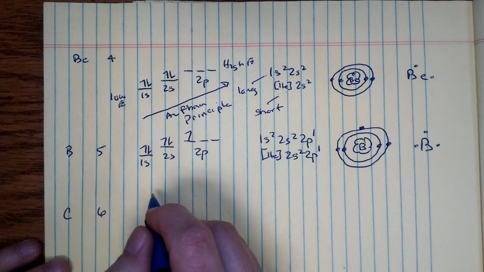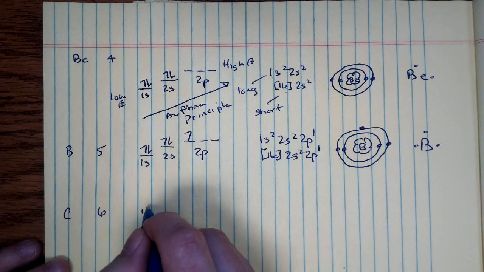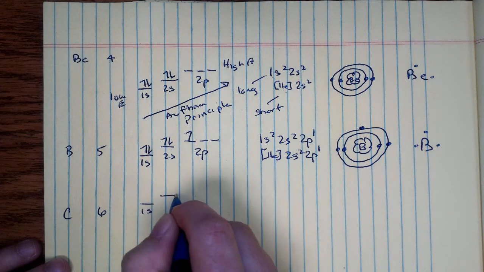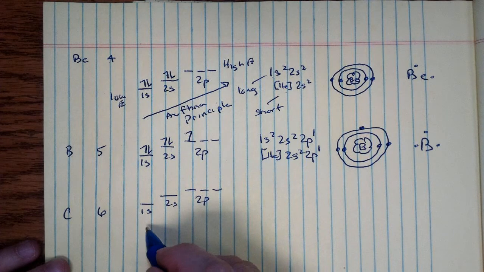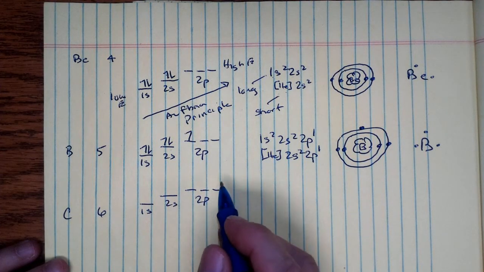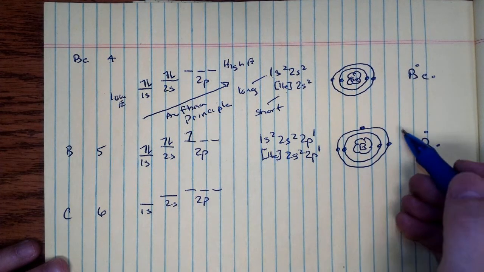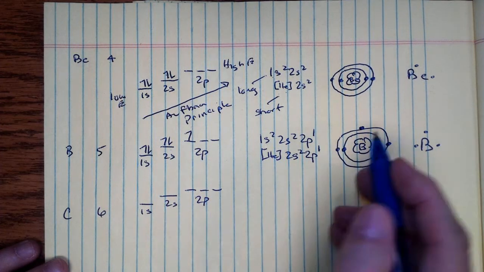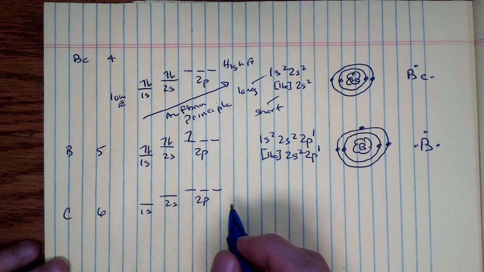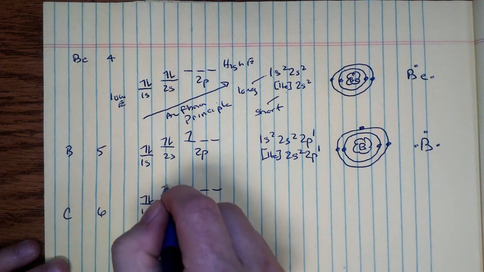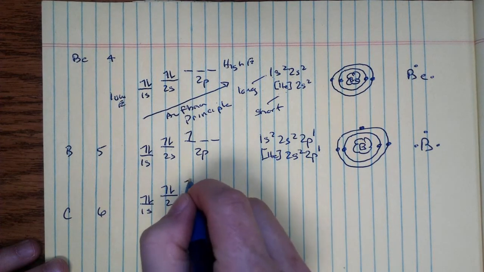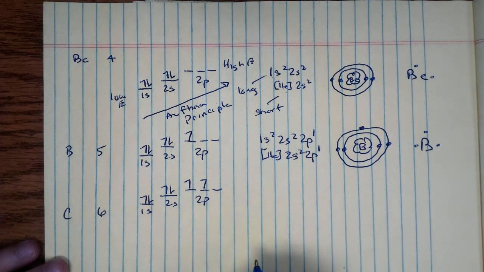Okay, and we'll do this one more time. 1s, 2s, 2p. This is really the best way to do this, and the only problem is it gets pretty long when you go up the periods in the periodic table. So we're going to put in 6 electrons. 1, 2, 3, 4, 5, 6.